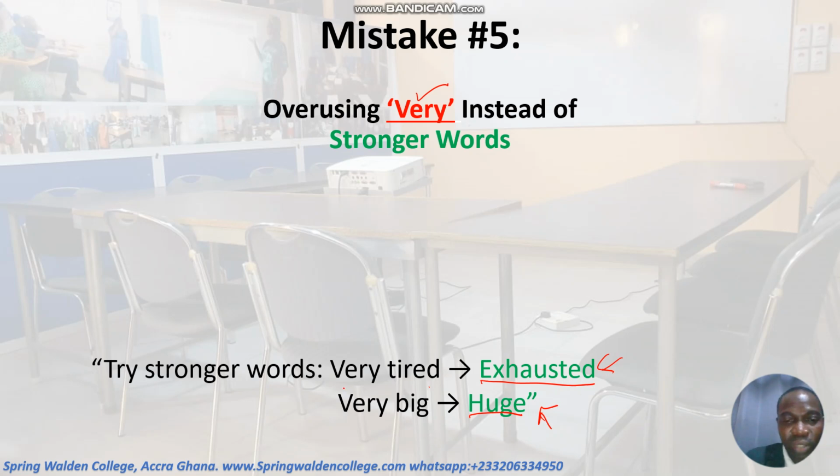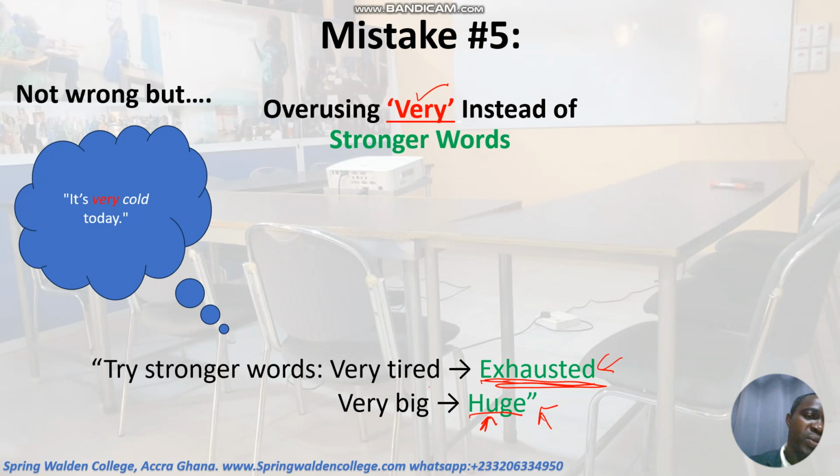So in this context, you say I'm very tired. Instead of saying I'm very tired, you say I am exhausted. Not I am very exhausted. No, no, no. I am exhausted. Exhausted is a strong adjective, so you just say I'm exhausted. You don't need the very again. Okay, it's a very big elephant. It's a huge elephant, not very huge. No. Okay, because exhausted and huge are what? They are strong adjectives.